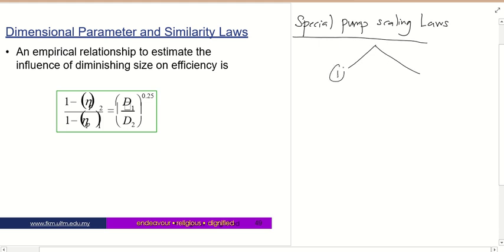The first one is what happens if omega is constant. Okay, what happens if we make a variation of omega?